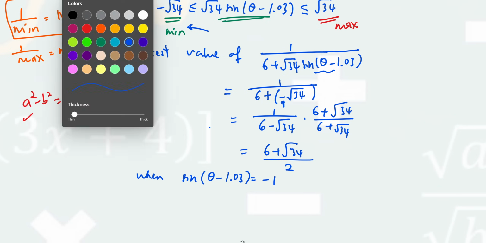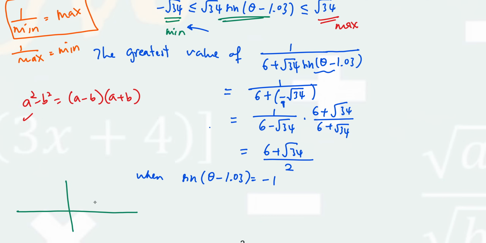So I will sketch a sine graph over here. Our sine graph is this. I will just refer to the sine, sine theta, it's not sine theta minus 1.03. This is a sine graph, y equals sine theta, and this is theta. And now when it is minus 1, that means it is here.